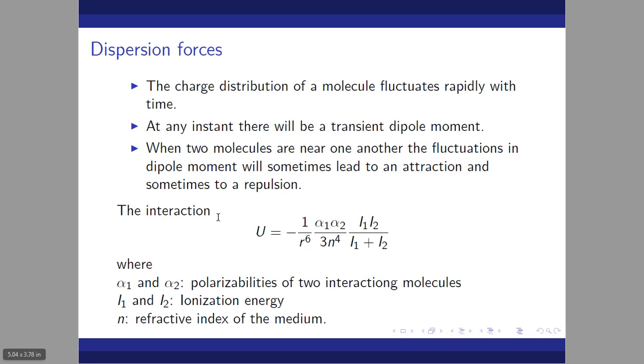Okay, so we can also try to prove this, but without any proofs, this is the potential energy provided by this dispersion force. U equals minus 1 over R^6, alpha 1 alpha 2, times 3 over 4, I1 I2 over I1 plus I2. So alpha 1 and alpha 2 are the polarizabilities of the two interacting molecules, and I1 and I2 are the ionization energies. So we have this equation.